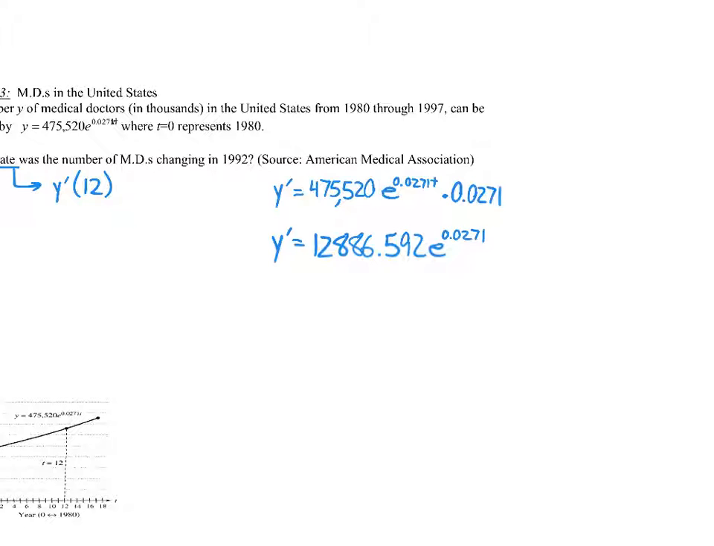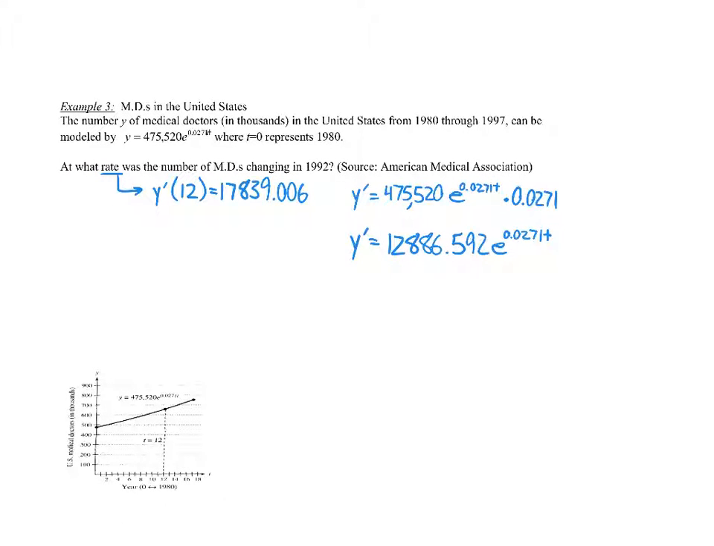Okay? So now we have that, and now to get our answer, we're going to plug in 12. So we do that times e to the 0.0271 times 12 power, and we get 17839.006 if we round. Would you say MDs per year?